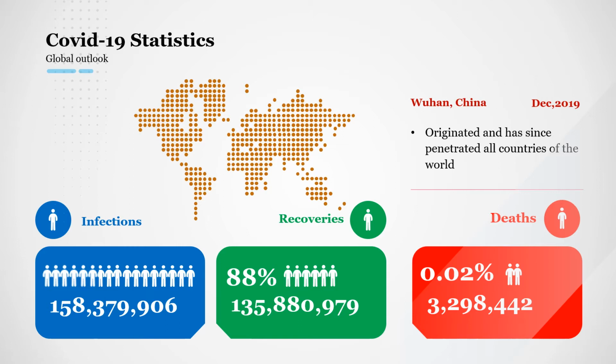Among these, over 135 million people have recovered, representing 88% of the total infections, while 3.2 million people have sadly lost their lives, representing 0.02% of the total infections. The remaining percentage, 11.9%, represents active cases. Even with the percentage of deaths seemingly negligible, loss of life is a huge loss to productive members of society. Hence, there is need to mitigate this pandemic, and one way is through vaccine development through clinical trials.